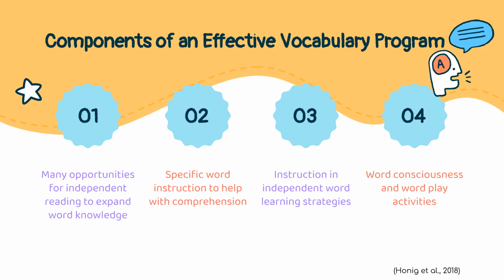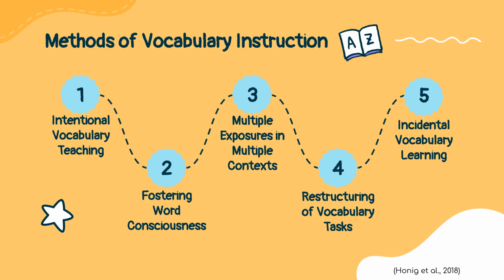There are four components of an effective vocabulary program. The first is having many opportunities for independent reading to expand word knowledge. The second is specific word instruction to help with comprehension. The third is instruction in independent word learning strategies. And the fourth is word consciousness and word play activity.